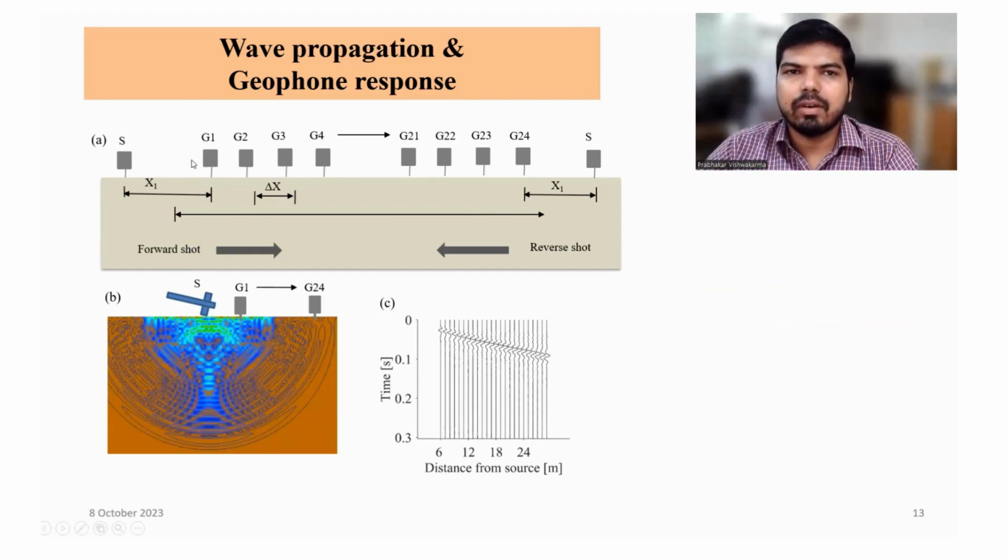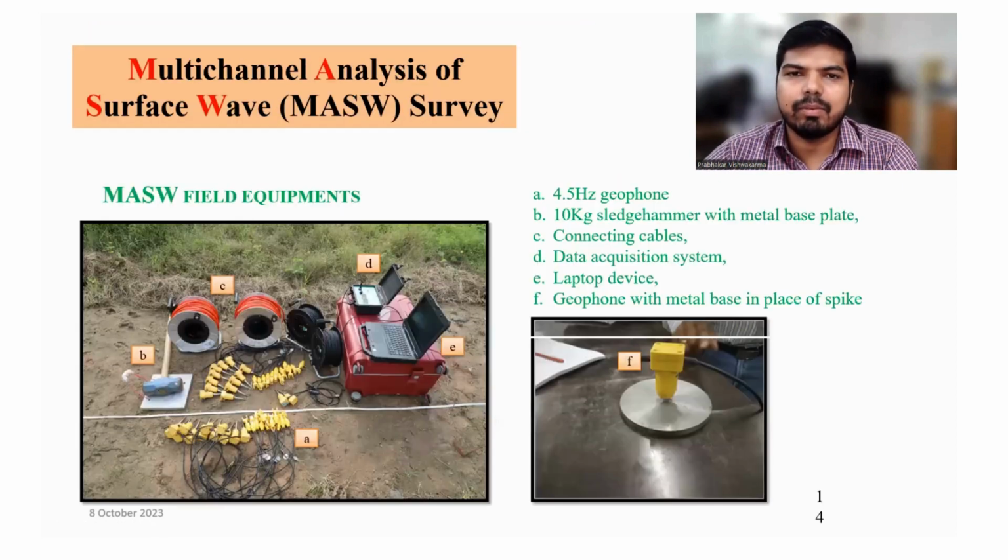As in SSW we can put the source, in MASW we can also put the source in the same configuration. Here the 24 geophones, G1 to G24, are placed, and once you apply the load, the wave propagates like this, and these are the wave fields collected from this wave propagation.